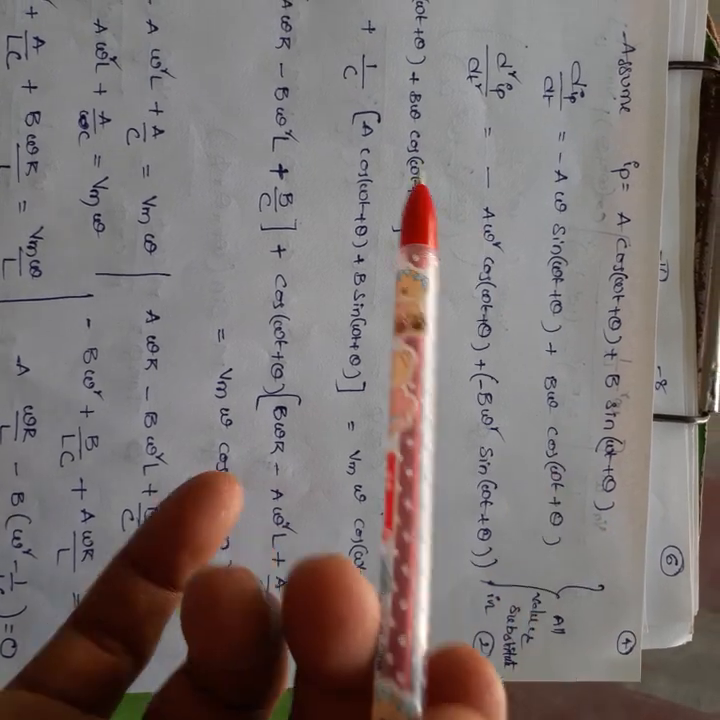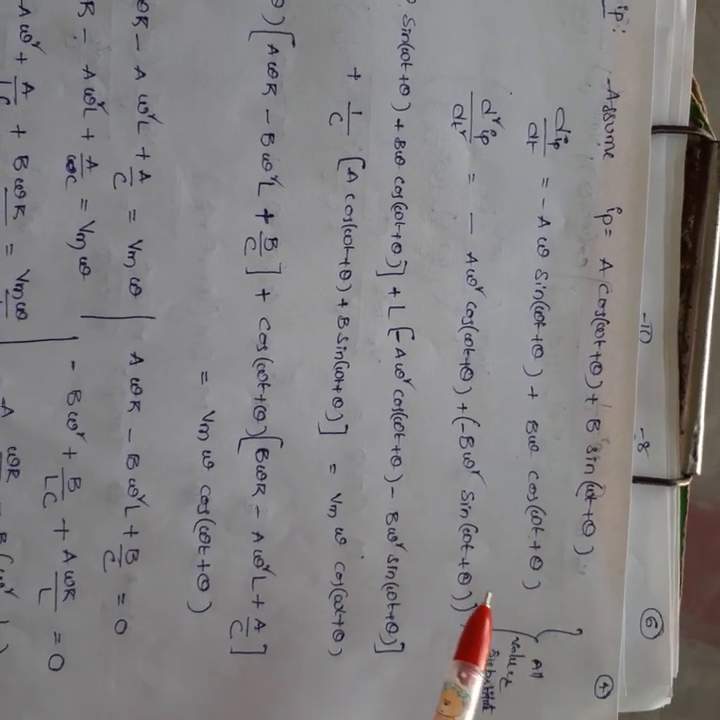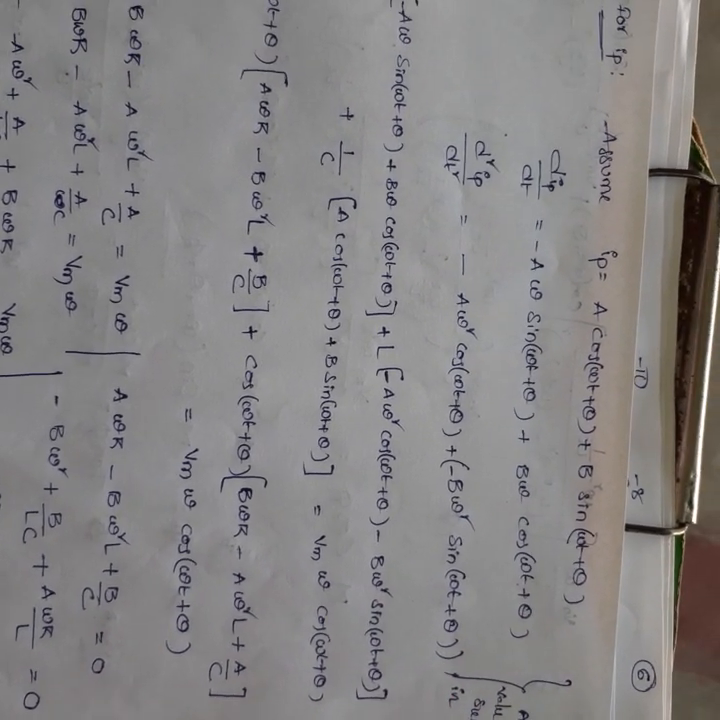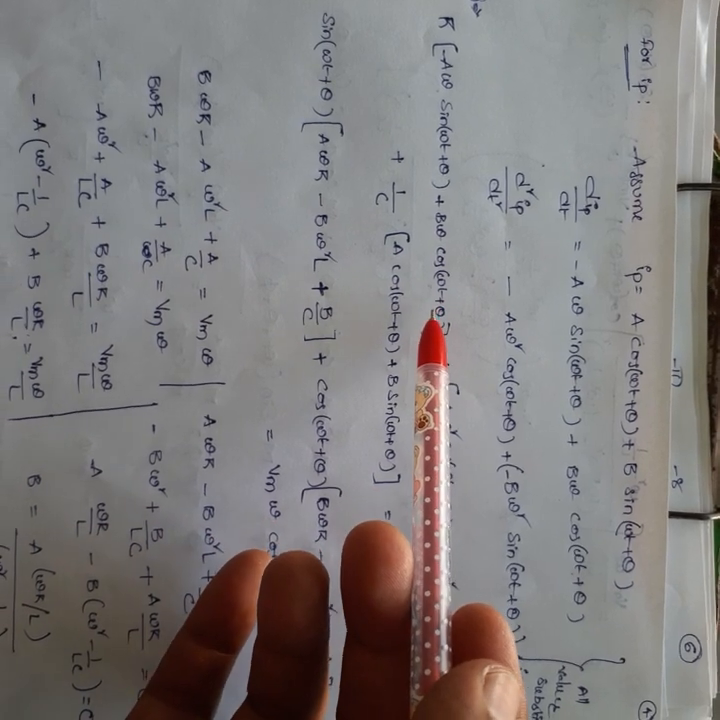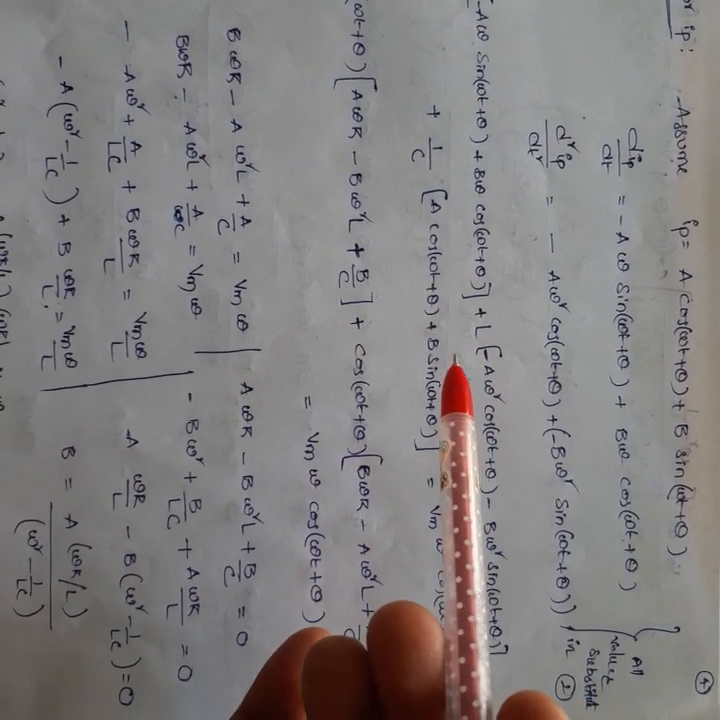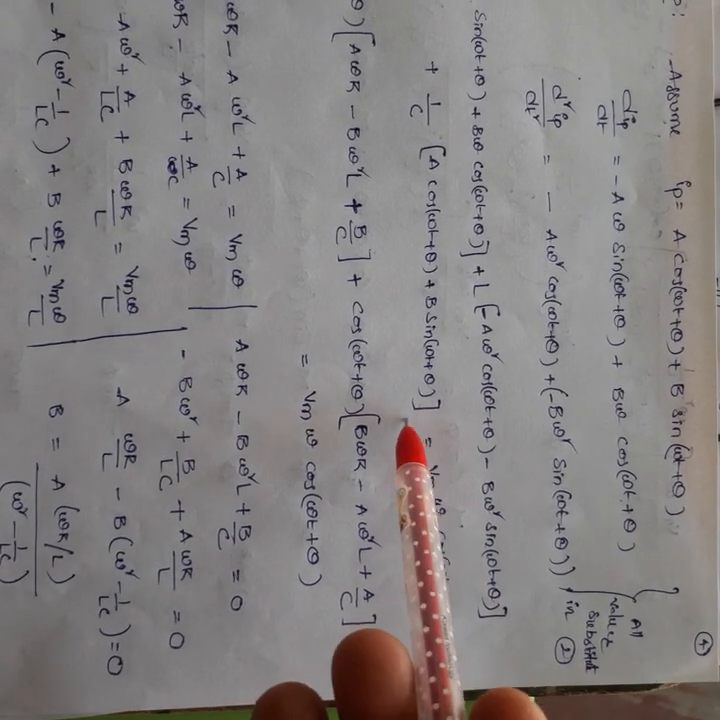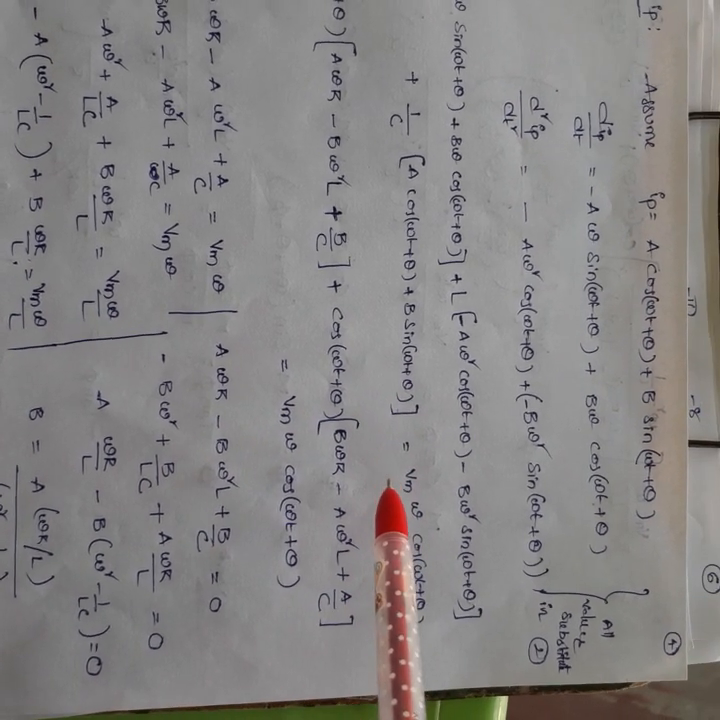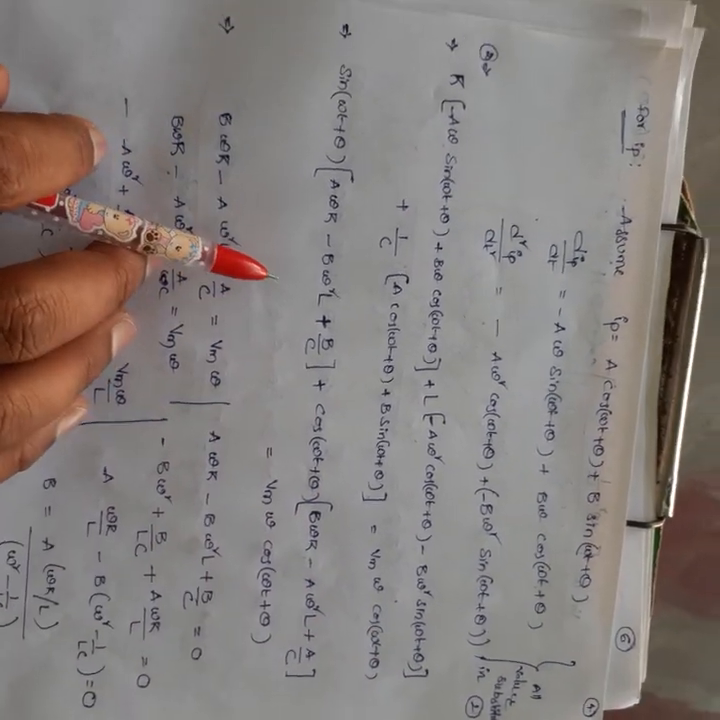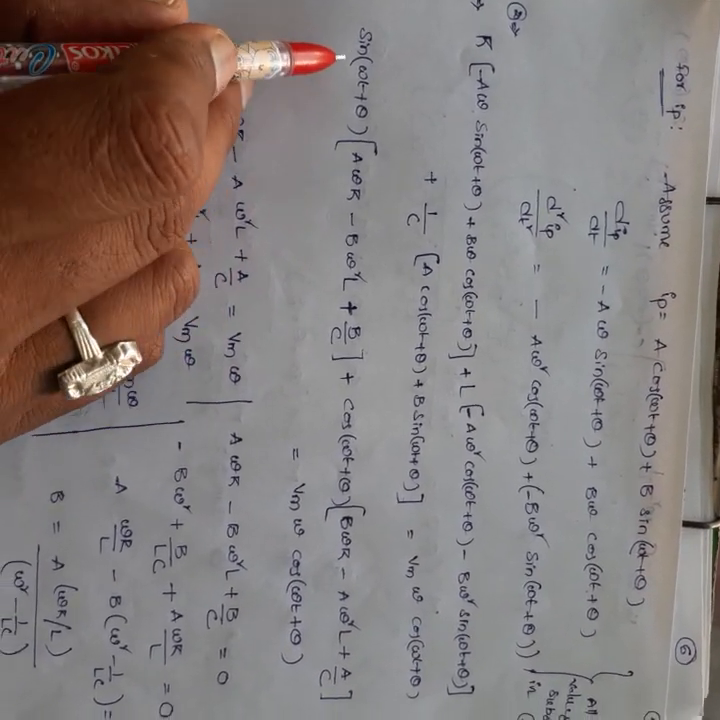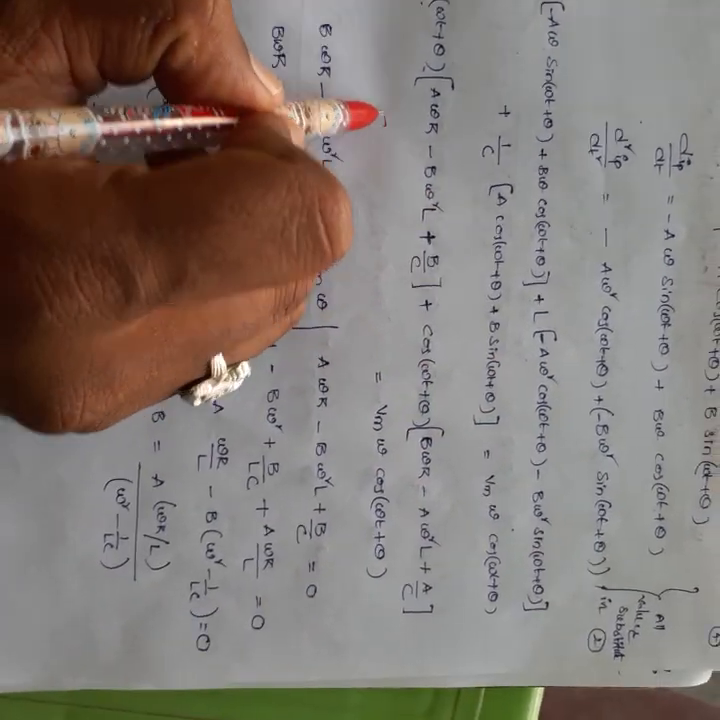Then I get d²ip/dt², which is another equation. All these values are substituted in equation 2, the main equation. So there I get R[−aω sin(ωt + θ) + bω cos(ωt + θ)] + L[−aω² cos(ωt + θ) − bω² sin(ωt + θ)] + (1/C)[a cos(ωt + θ) + b sin(ωt + θ)] = Vm ω cos(ωt + θ). By comparing, I take the sin(ωt + θ) part as one part and the cos(ωt + θ) part as another part.